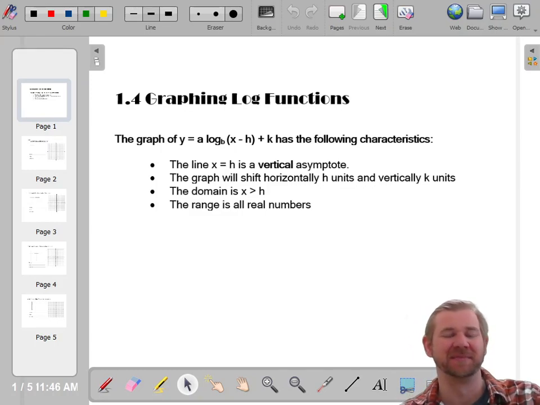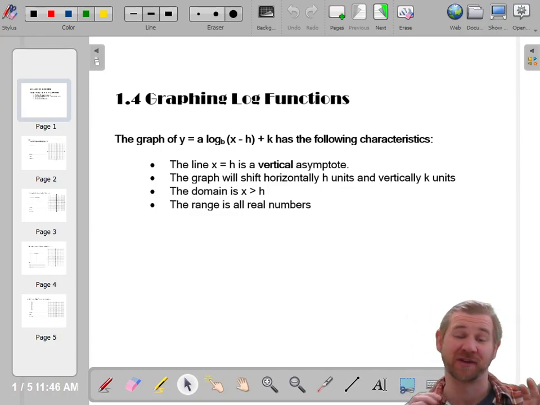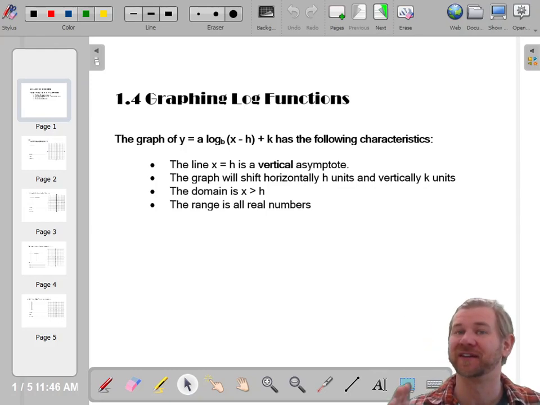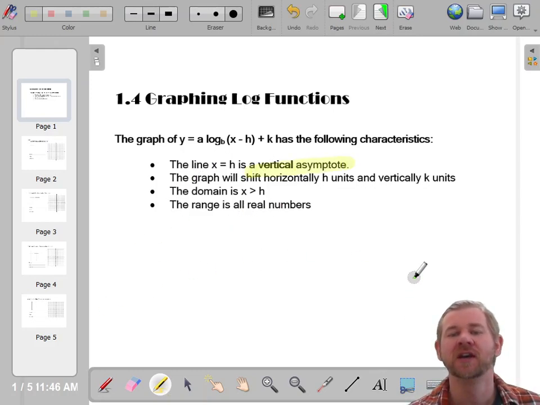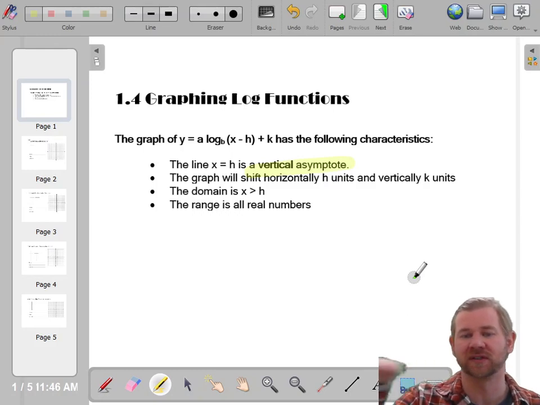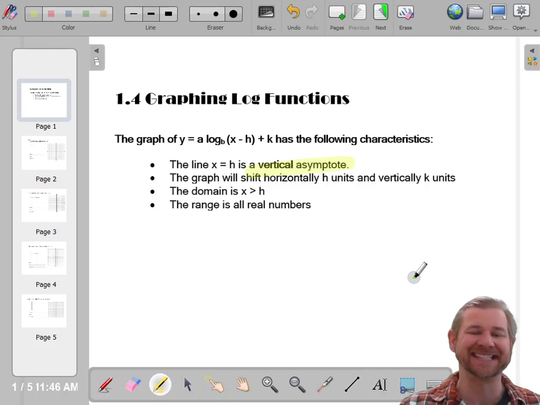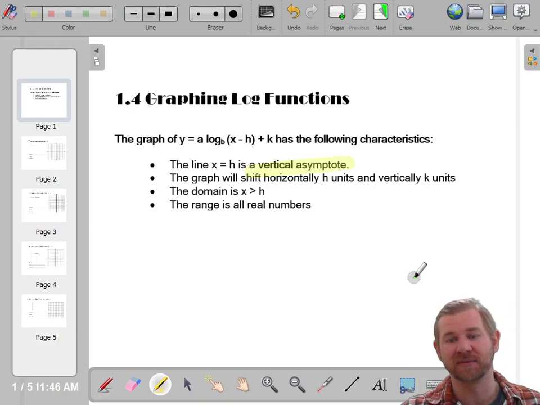And we're going to graph some logarithms, which, if you can graph an exponential function, you can graph a logarithmic function. Now, the only thing that's really important is when you're graphing a log, you have to realize that there is a vertical asymptote. When we graph exponentials, there is a horizontal asymptote, and we're going to see, since we're flipping x and y, there's going to be a vertical asymptote.